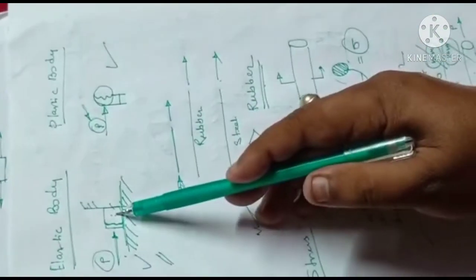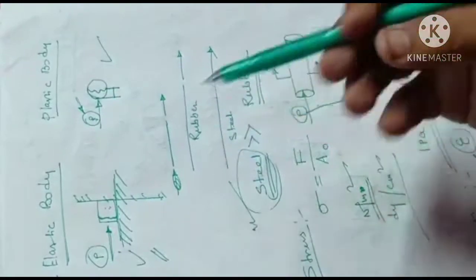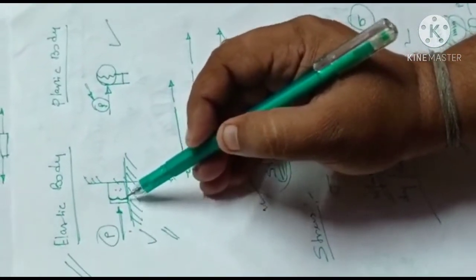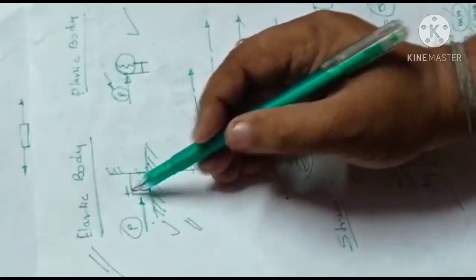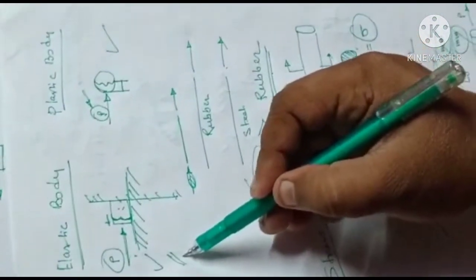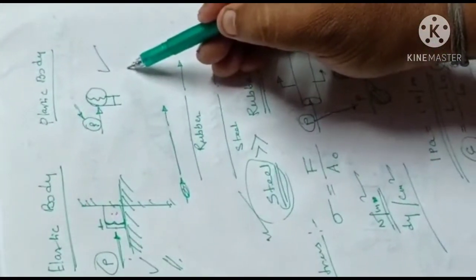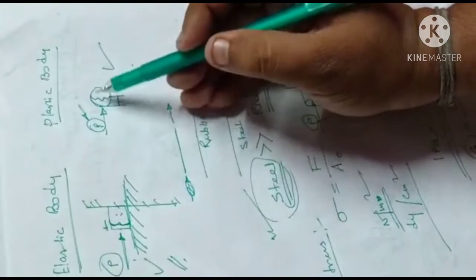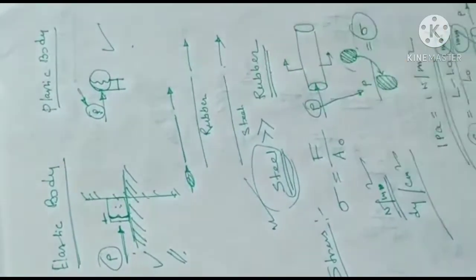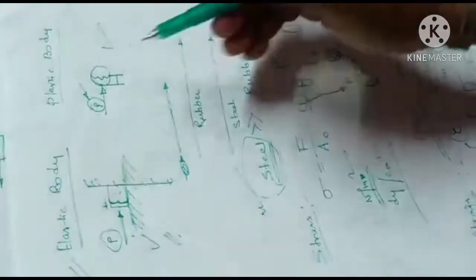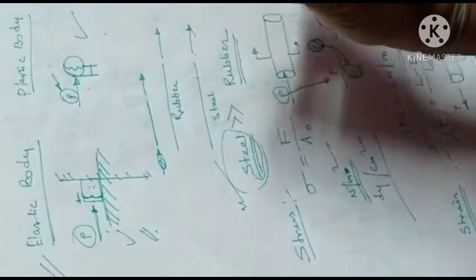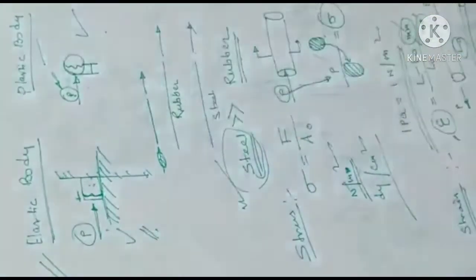Okay, now we are going to explain what is an elastic body. If a force is applied to a body and when the force is removed the body immediately gets back to its original shape, that is known as an elastic body, and the property is known as elasticity. On the contrary, what is a plastic body? If you apply a force on a body and the body gets deformed, but when you remove the force the body cannot get back to its original shape, a constant deformation will be there, that is the plastic body.